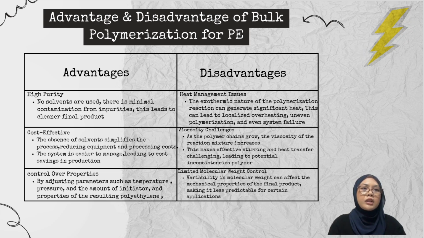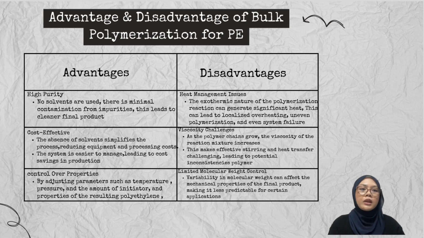Second, viscosity challenges. As the polymer chains grow, the viscosity of the reaction mixture increases. This makes effective stirring and heat transfer challenging, leading to potential inconsistencies in the polymer. Last, limited molecular weight control. Variability in molecular weight can affect the mechanical properties of the final product, making it less predictable for certain applications.